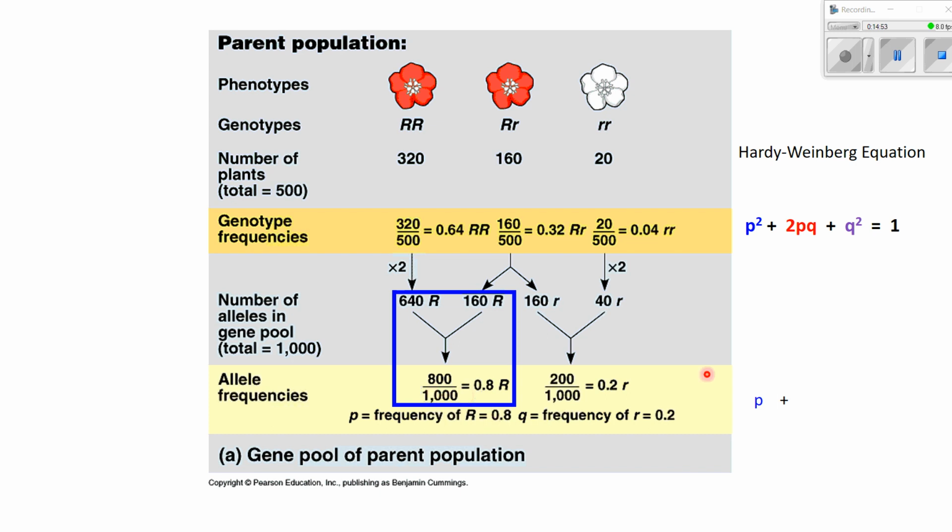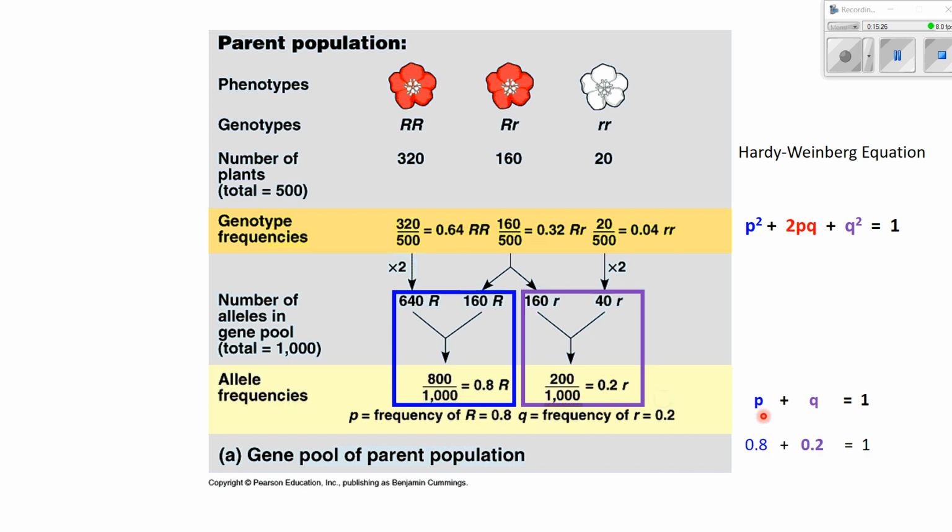Okay? If I want to calculate the value of Q, that's going to be the number of little r's in the gene pool divided by the total number of genes. So 160 heterozygous plants, they each have one little r right here. And then there's 20 of these guys, and they each have two little r's. So that's 40 more. 160 plus 40 is 200. And there's 1,000 genes in the gene pool. So 200 divided by 1,000 is 0.2.